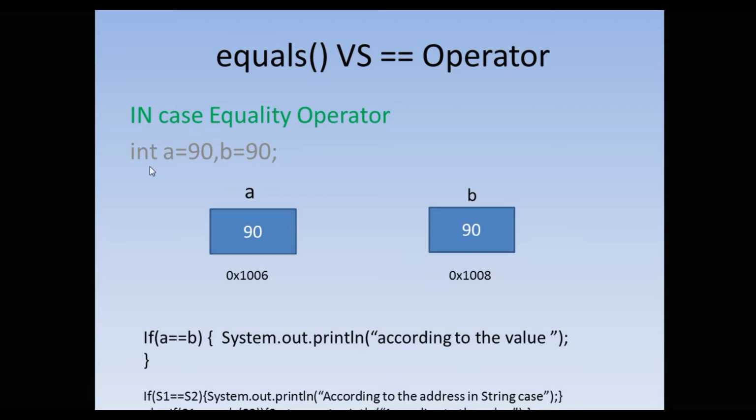Here is integer variable a and b, which contain the same value, 90 and 90. As per the memory block diagram, you can see a and b, two variables which contain 90 and 90, with addresses like 1016 and 1008. If I check if a double equals b, System.out.println, it will compare the values, and if the value is the same, it will execute.